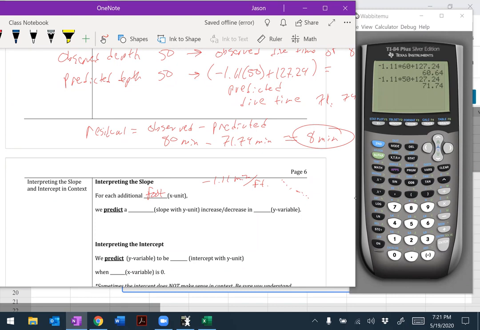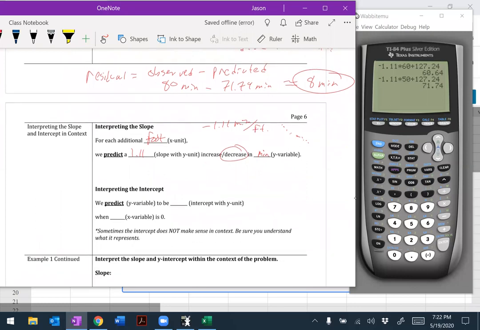For each additional foot, we predict a 1.11 slope, okay, with the y unit. So what's the y unit here? 1.11 decrease, okay, decrease in minutes, about 1.1 minutes of decrease.